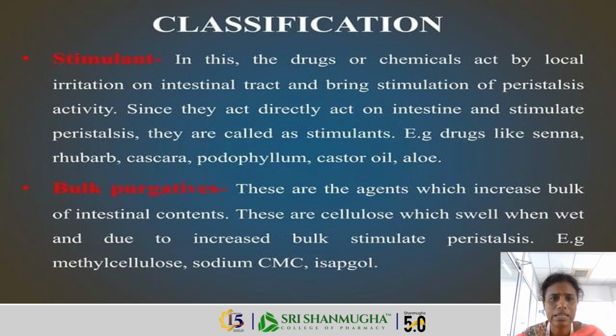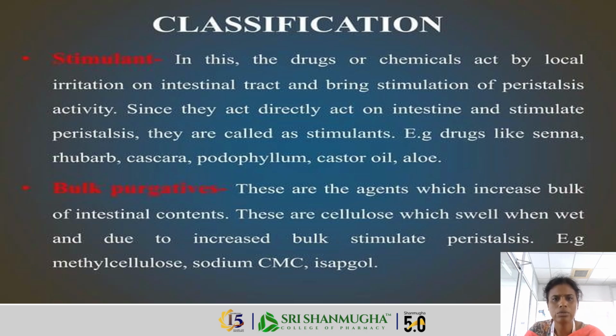They absorb water in the intestines and increase the stool volume, which stimulates the bowel movement. They are commonly used in chronic constipation. Bulk purgatives are the agents which increase the bulk of intestinal contents. They are cellulose which swells when wet, and due to increased bulk stimulates peristalsis. Examples: methyl cellulose, sodium CMC, isapgol. These bulk purgatives are commonly used for chronic constipation.